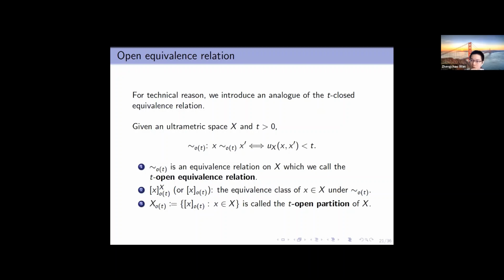In order to solve the decision problem for non-base cases, we will introduce the T-open equivalence relation as an analog to the T-closed equivalence relation. Under this relation, two points are identified together if and only if the distance is strictly smaller than T. And we in particular care about the partition induced by this equivalence relation. We call this partition the T-open partition.